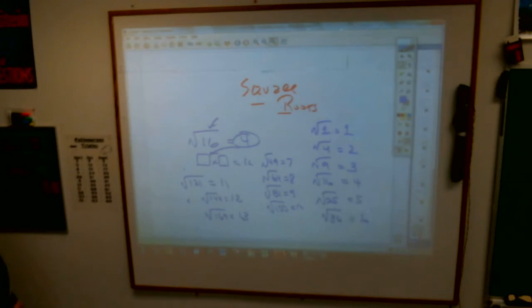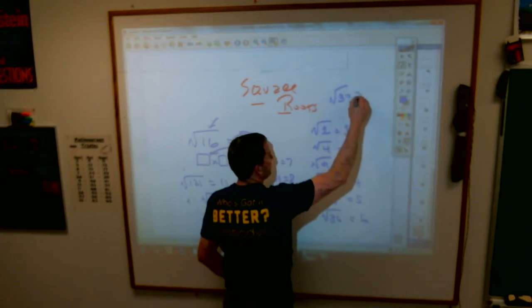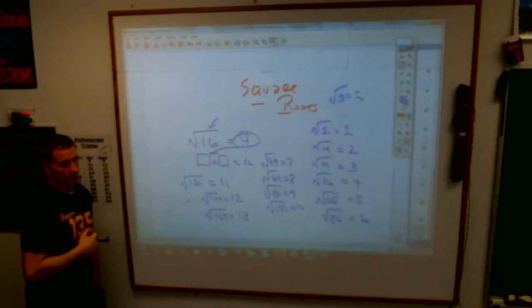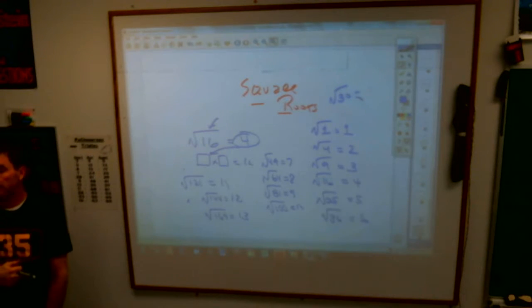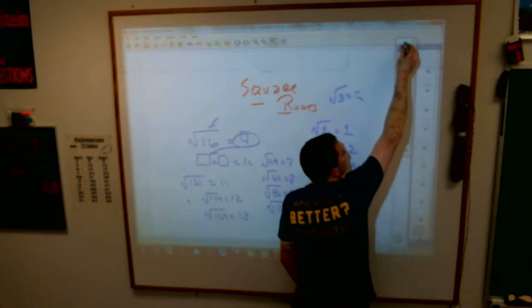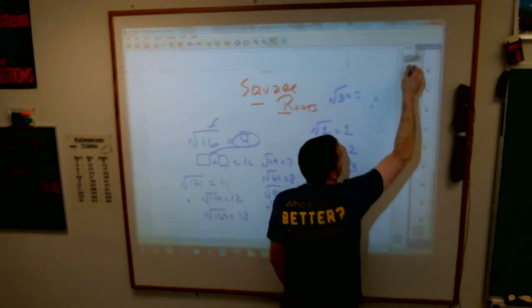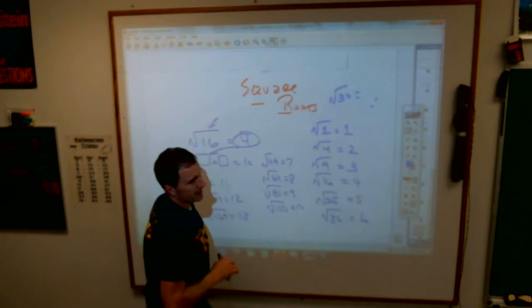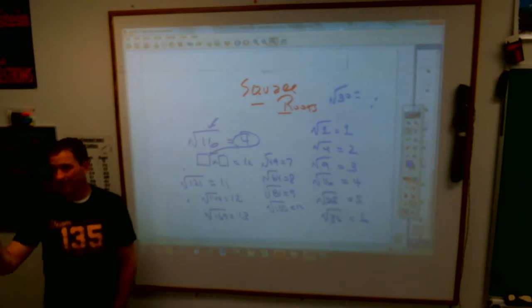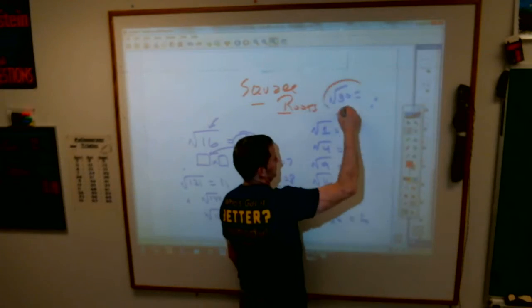But what about all the square roots that fall in between those? For example, what is the square root of 30? The square root of 30 is not a perfect square. All square roots that don't work out evenly are called irrational numbers, because they end up being decimals that don't work out. But you should be able to find out what it's close to.